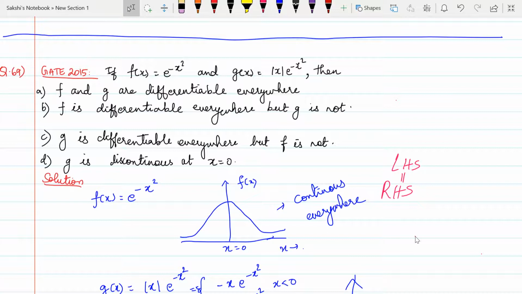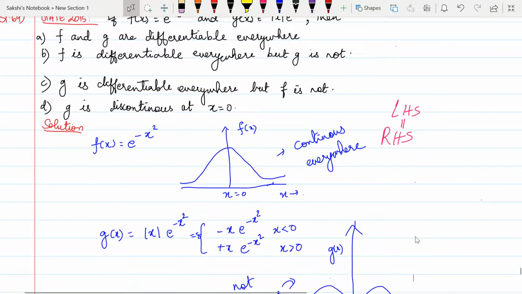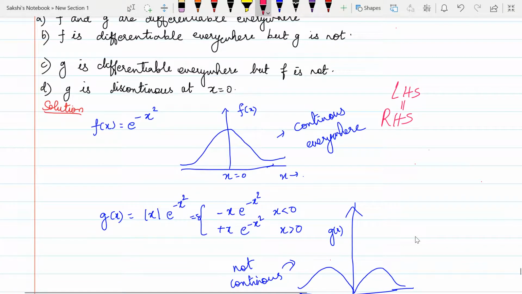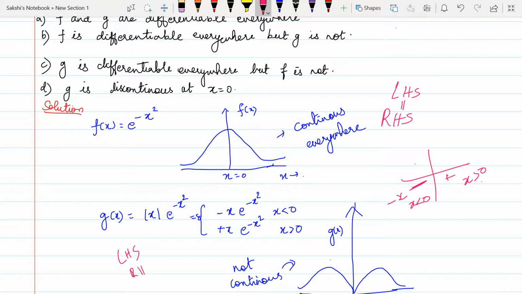So here, for g of x, it is mod of e power minus x square. So in a graph, if I consider x less than 0, then it would be minus x. And if I consider x greater than 0, then it would be plus x. So I have two functions for a single function, at x less than 0 and at x greater than 0. Obviously, when you use the LHS limit and RHS limit, they both will not be equal. Therefore, you can say that g of x is not continuous.